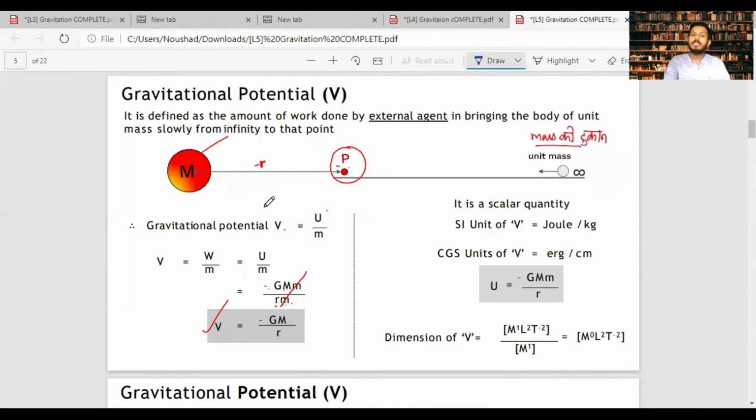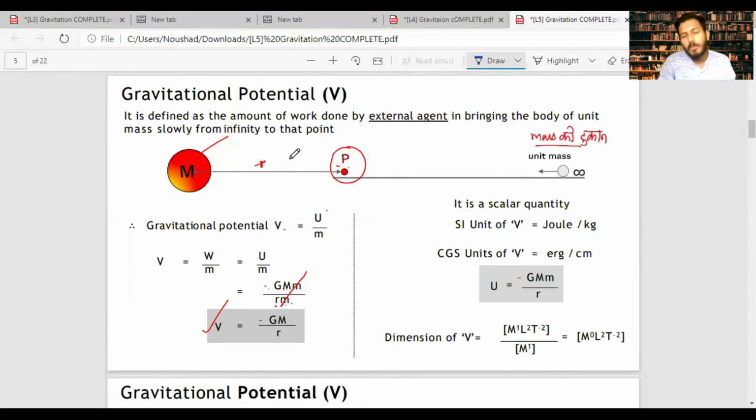Okay. Gravitational potential. We have already discussed this. It is defined as the amount of work done also. Gravitational potential energy is also an amount of work done, but there is a slight difference. From point A to point B, that is the change in potential energy.